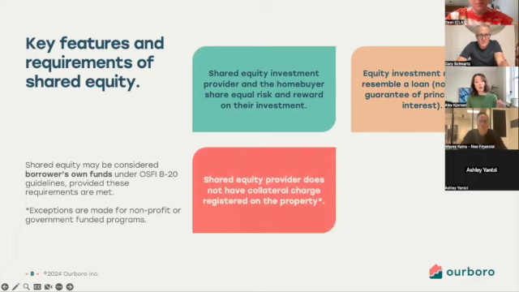And then, most notably, we see a collateral charge that's registered against the property, giving that shared equity investment provider priority repayment on the loan. Obviously still second to the first mortgage, but just the presence of a collateral charge is one of those flags for it being a loan product. I have asterisks beside these, because there are exceptions under B20 for nonprofit programs, and specifically the Canadian government CMHC First Home Buyer Program does not meet some of these criteria. It functions a bit more like a loan. And I'll get into that in just a second.